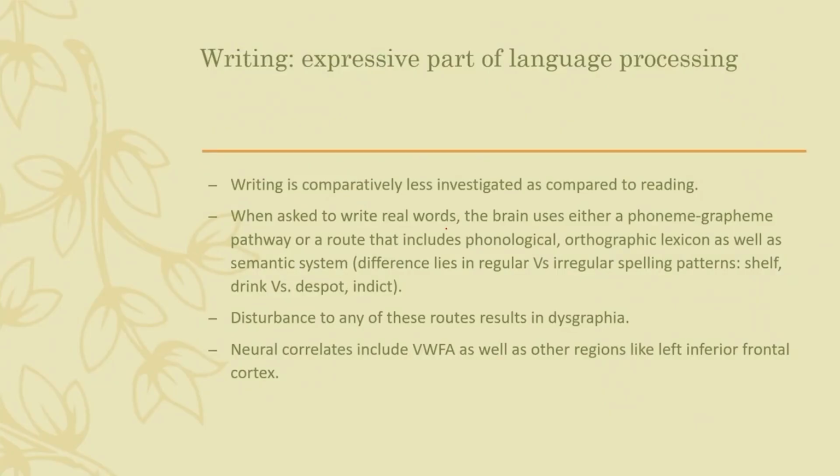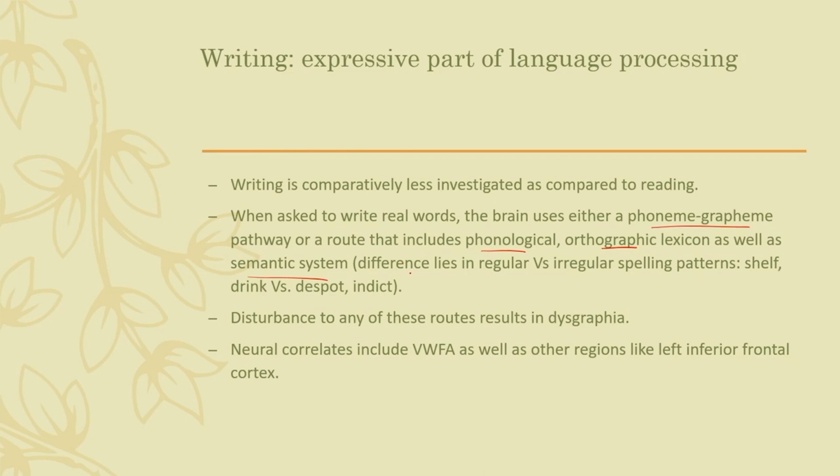When asked to write real words, the brain uses either a phoneme-grapheme pathway or a route that includes the phonological orthographic lexicon as well as the semantic system. There are various models given for this as well. So, there are various pathways in the brain that have been found to be utilized while writing. One is a phoneme-grapheme pathway, another is a more core route that includes the phonological orthographic lexicon and then the semantic system, because we need all the information in order to be able to write.